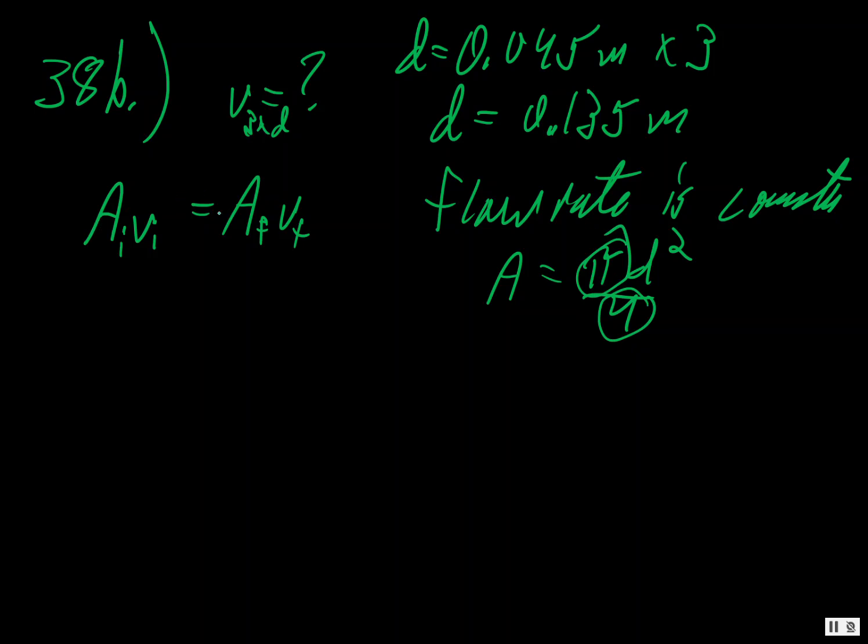Area is important, yes, but the only thing that's changing within our equation for cross-sectional area is the diameter. These values right here are not changing, because they're constants. So I can rewrite the equation this way. I can say the diameter initial squared times the initial velocity is equal to the diameter squared, and that's a d, by the way, final times the final velocity.